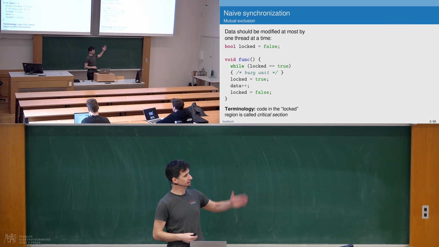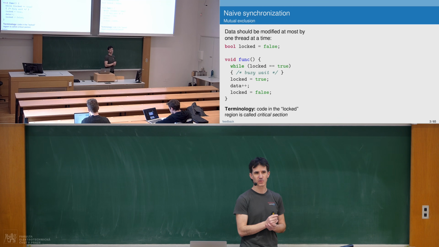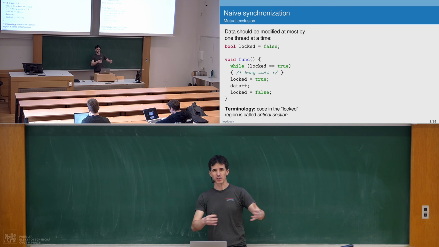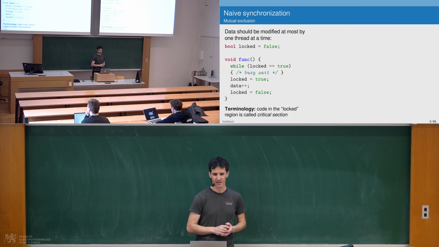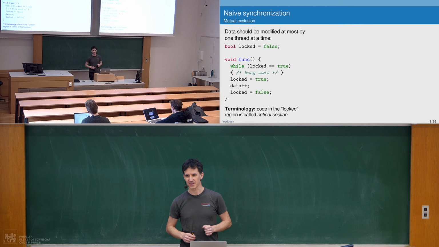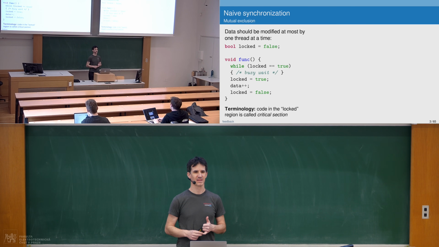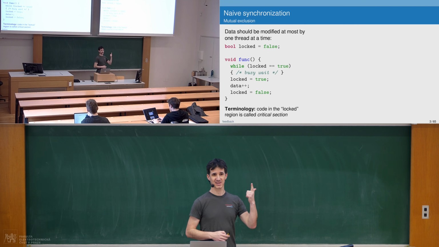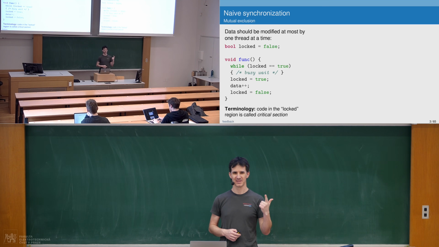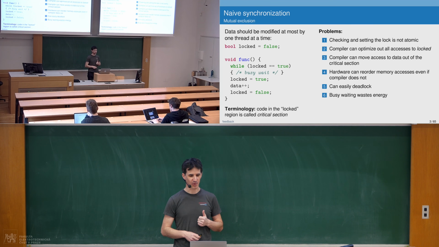To demonstrate what all can go wrong, I have this simple example here. If I ask students in the first year of bachelor how to synchronize multiple threads, this is what they typically come up with. So who can tell me what's wrong here? At least one thing. Yeah, busy waiting is one thing. Another thing. Yeah, there are really a lot of problems.